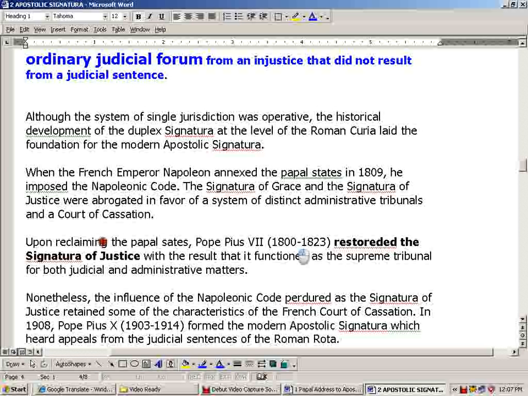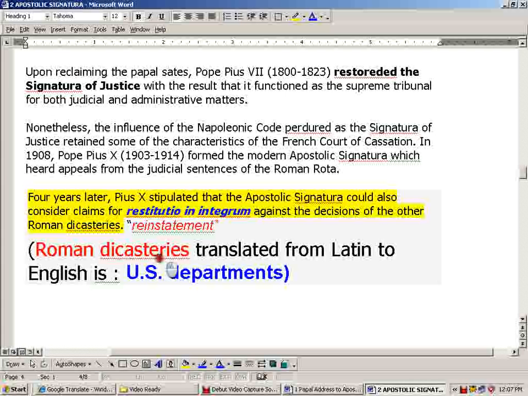Okay, so they restored the Signatura of Justice. That was after Napoleon. And then stipulated Apostolic Signatura could also consider claims of reinstatement against the decision of other Roman dicasteries. Somehow I think we've been excommunicated. We need to be reinstated. And Roman dicasteries, translated from Latin to English, is U.S. departments.